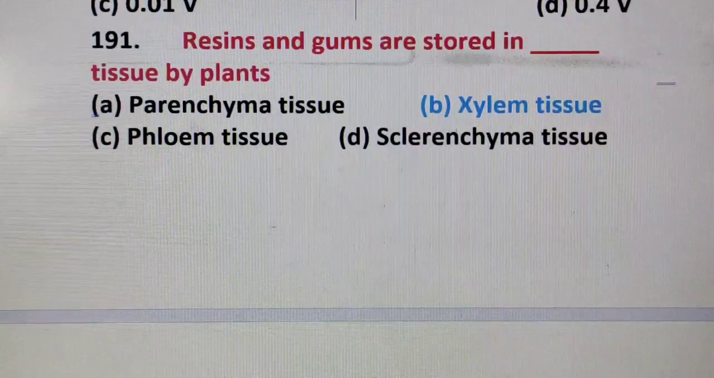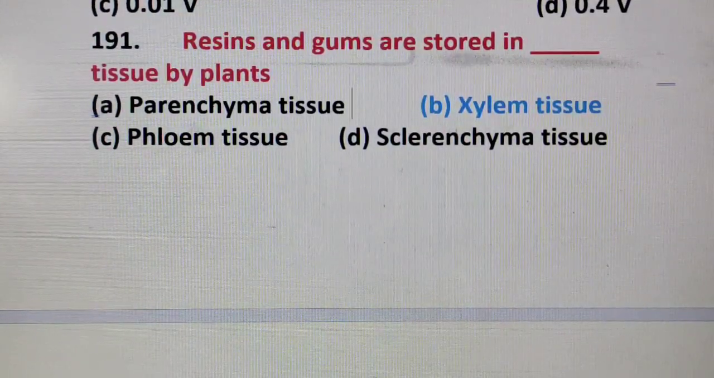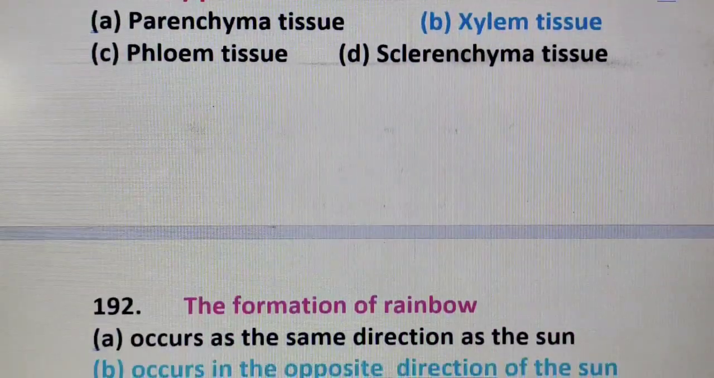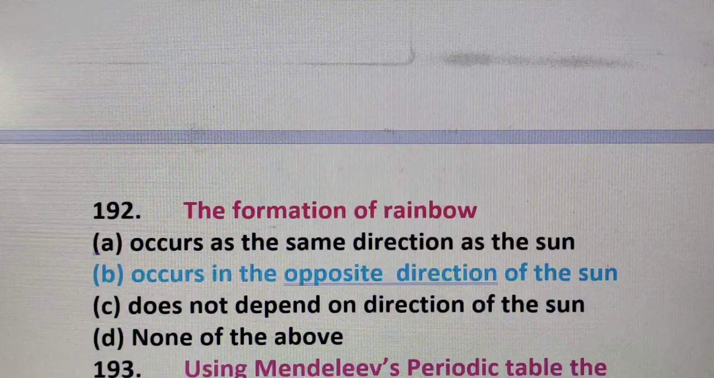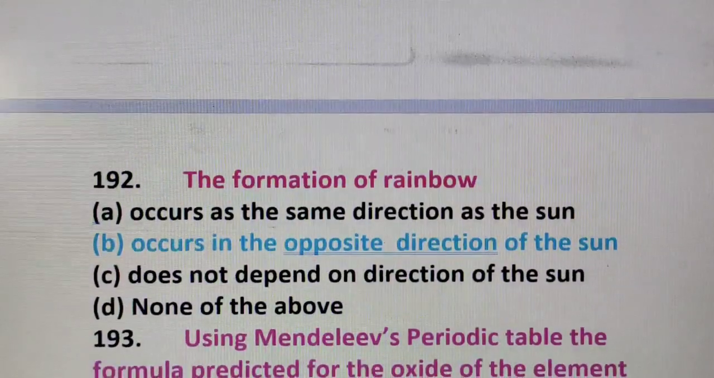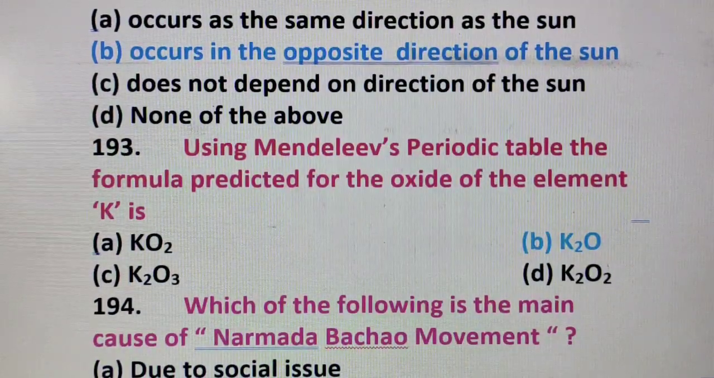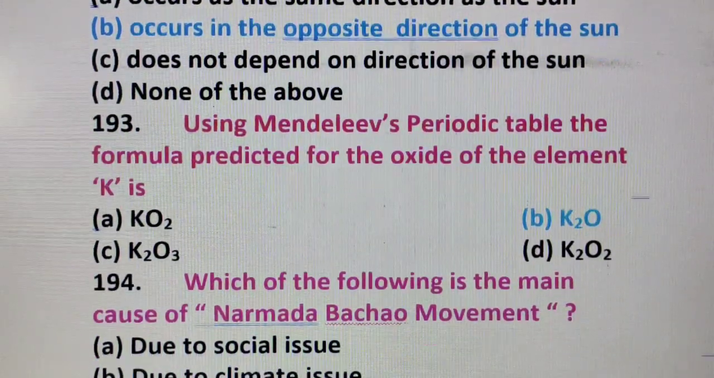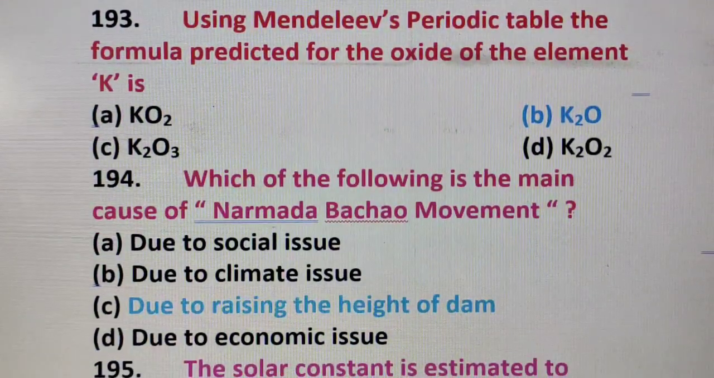Resin and gums are stored in old xylem tissue in plants. Formation of rainbow occurs in the opposite direction of sun after a shower of rain. Using Mendeleev's periodic table, the formula predicted for the oxide of element potassium is K2O. Which of the following is the main cause of Narmada Bachao Andolan? It is due to the raising of the height of the dam.